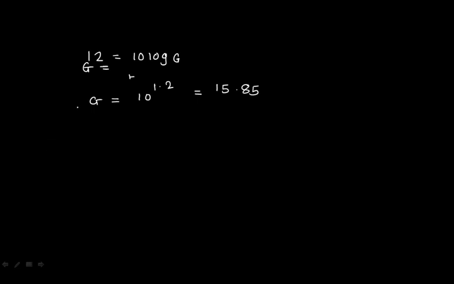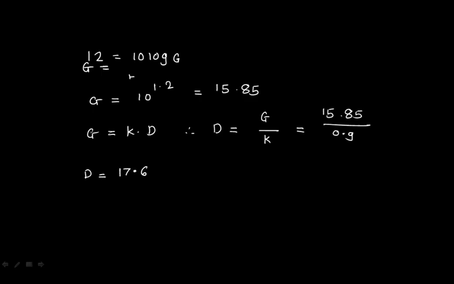Now I have a formula over here, which is G is equal to K into D, and that's why I'm interested in the directivity. So I'll write G by K. G we have calculated as 15.85, K we have got as 0.9. So here D is equal to, if you are solving with me, you'll get the value 17.61. Okay. Now this is not in dBs.